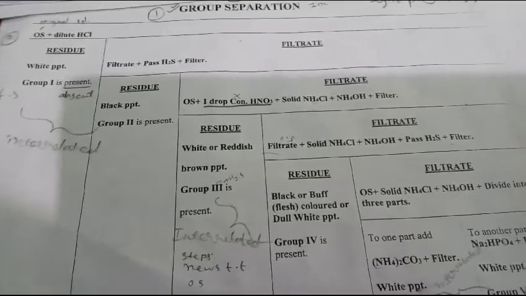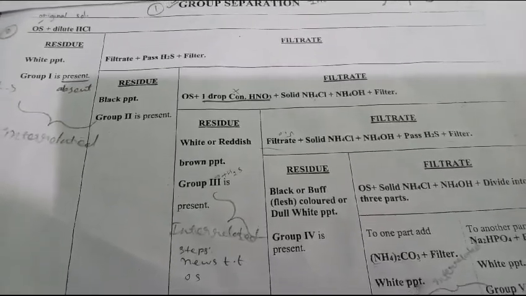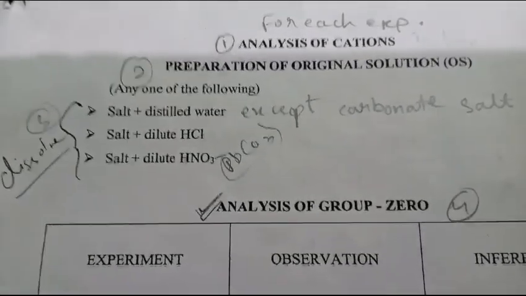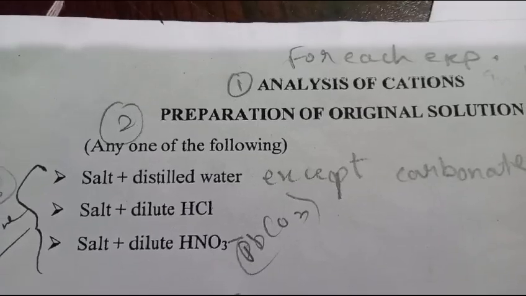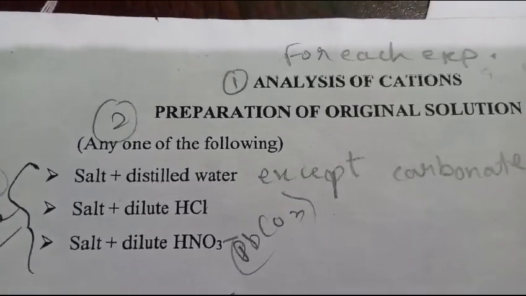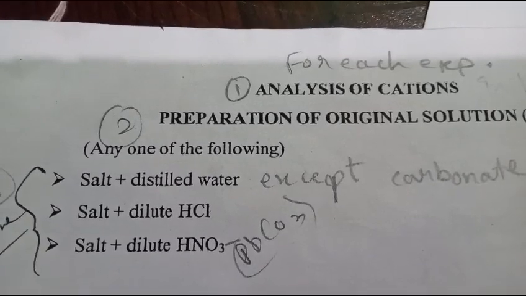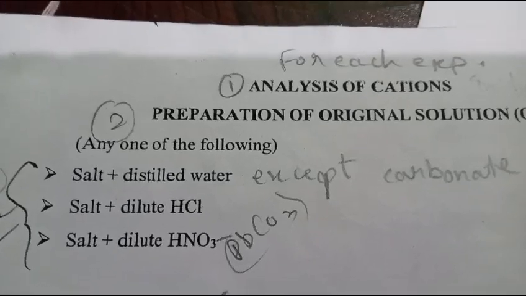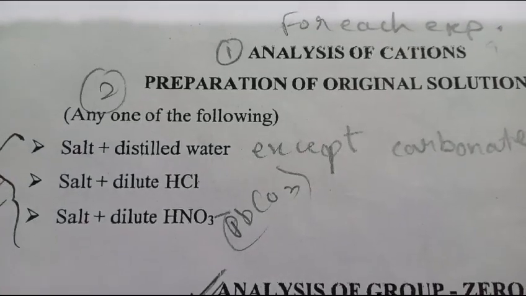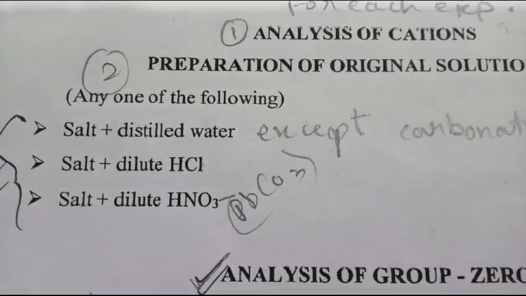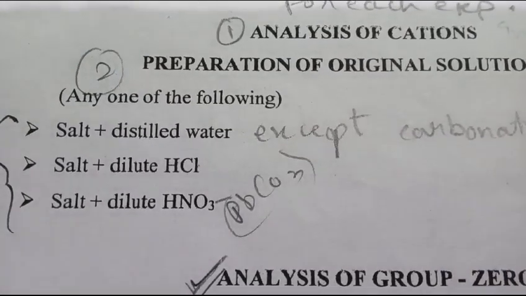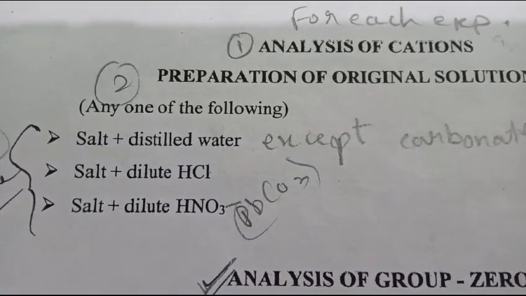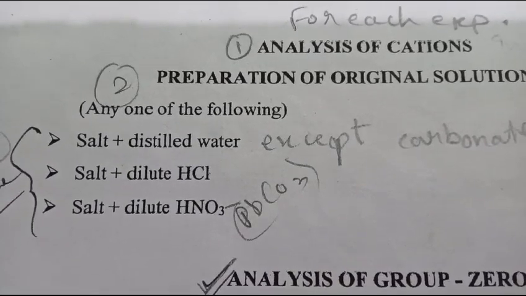For cations, you have to follow the group separation and also you have to prepare the original solution. For the original solution, there are three methods. One method is the given salt and distilled water. I think the salts which are usually given for class 11 commonly dissolve in distilled water only. But if it does not dissolve for you, then proceed with the other two methods. Take the salt and add dilute HCl. Within seconds it will dissolve. The other method is to take the salt and add dilute HNO3.